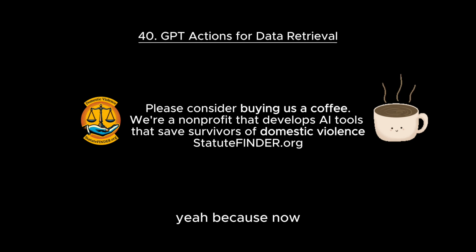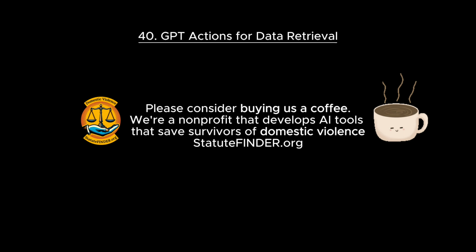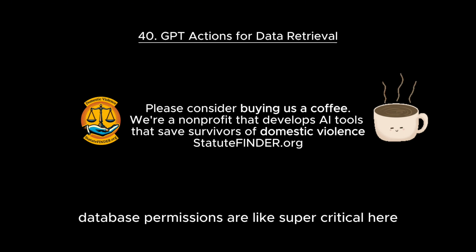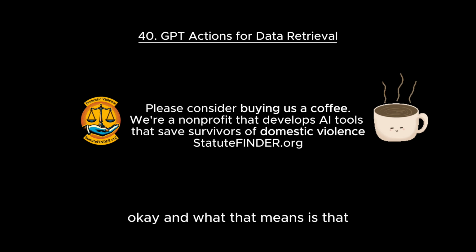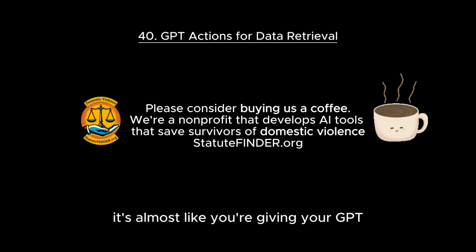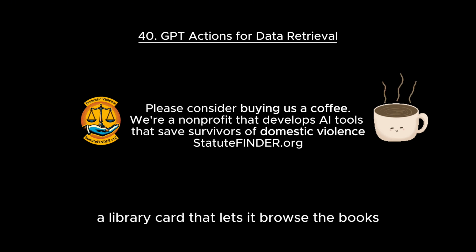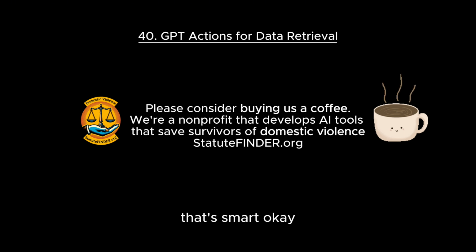What about security, right? Yeah. Because now if the GPT is potentially accessing sensitive data, that has to be a concern, right? Absolutely. Database permissions are super critical here. So one thing that you can do is you can set it up so that the GPT only has read-only access to the database. Okay. And what that means is that it's allowed to look at the data, but it's not allowed to modify it or delete it. Gotcha. So it's almost like you're giving your GPT a library card that lets it browse the books, but it doesn't let it check anything out or rearrange the shelves, right? That's smart. Yeah.